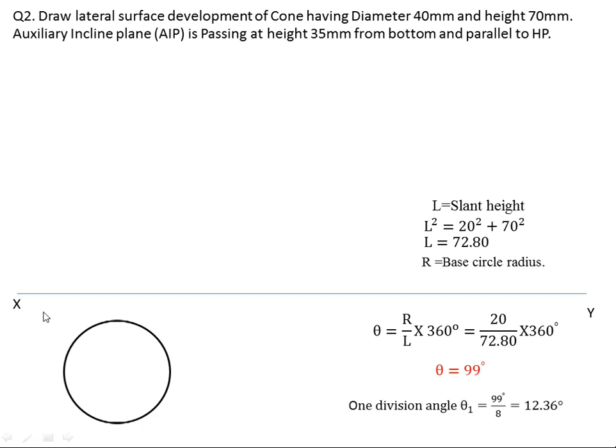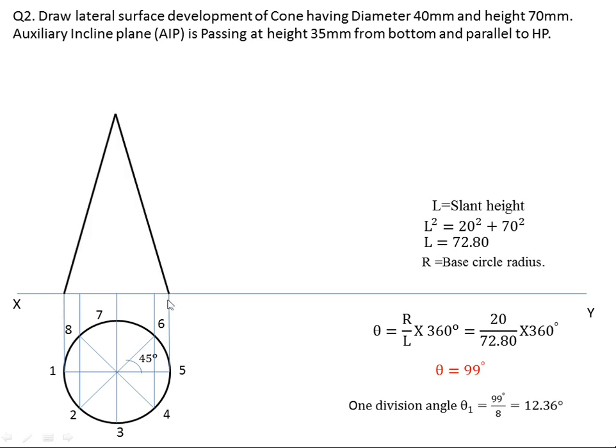So I will draw the XY line, then draw a circle and divide that top view circle into 8 equal parts, give the naming, again transfer the projections, then draw the triangle in front view, an isosceles triangle having height 70 mm, and join these generators. Next, this is apex O, and this is L, the length.